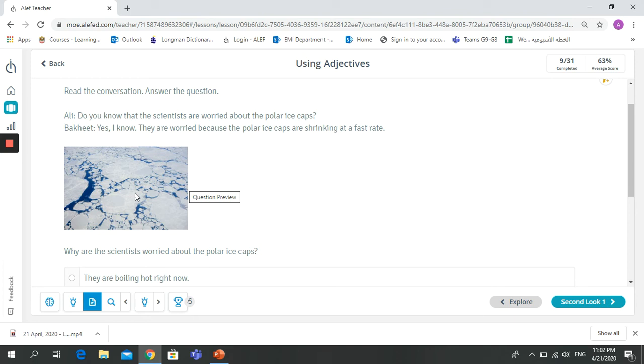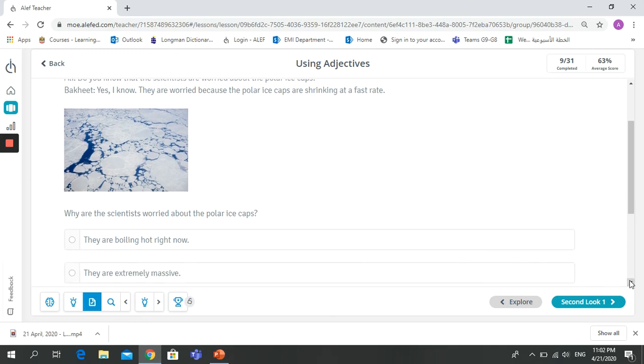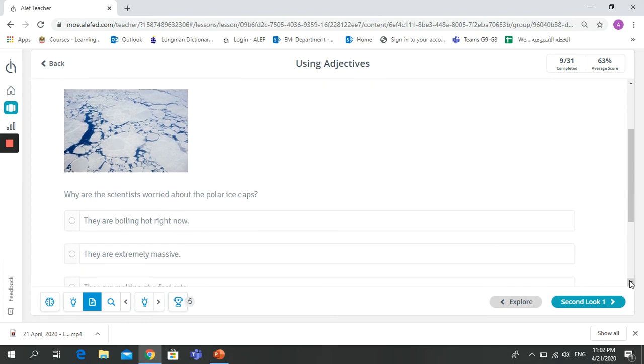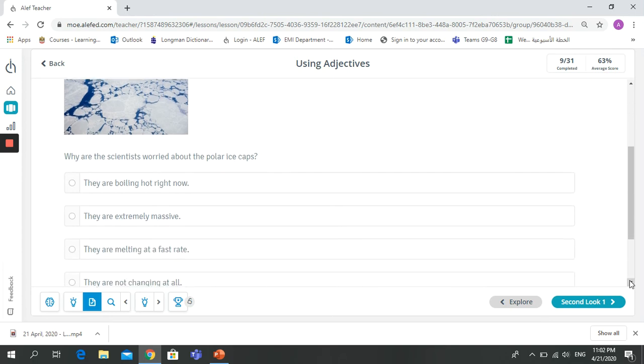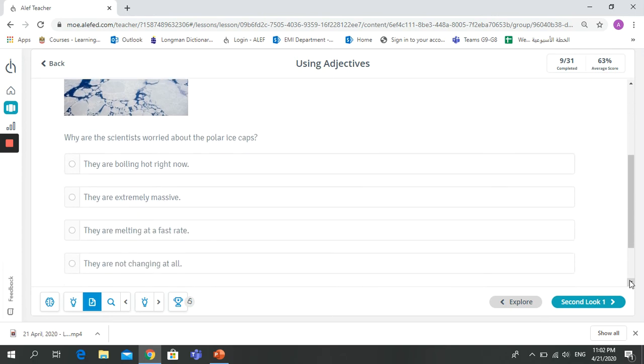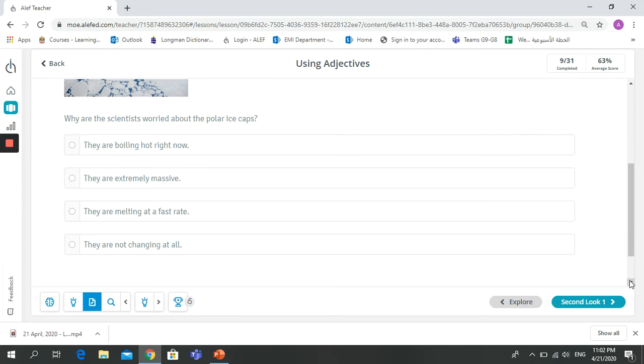Bakhit: Yes, I know they are worried because the polar ice caps are shrinking at a fast rate. You know that the ice is melting and it is changing into water or into liquid. The question here is, why are the scientists worried about the polar ice caps? They are boiling hot right now. They are extremely massive. They are melting at a fast rate. They are not changing at all.